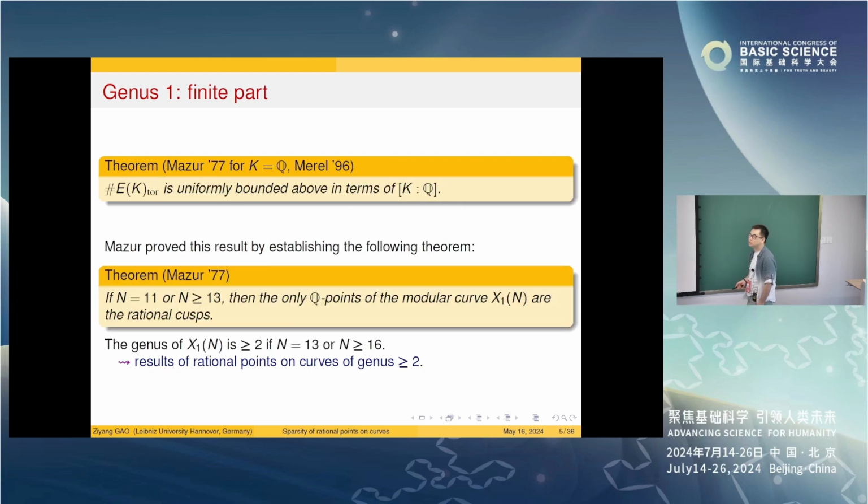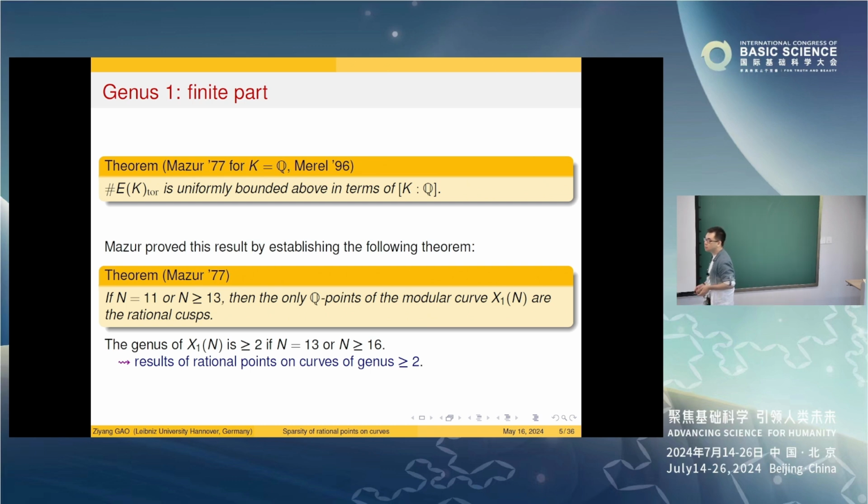Okay, so this is for the torsion-free part. For the torsion part, the answer is fairly complete, especially when K equals Q. Mazur in '77 proved the following result, which was then generalized by Kamienny and in the end by Merel. They proved the uniform boundedness conjecture for rational torsion points on elliptic curves. It says that the cardinality of rational torsion points is uniformly bounded solely in terms of the degree of the number field. When K equals Q, this is even completely explicit. Mazur gave a complete list of all the possibilities.